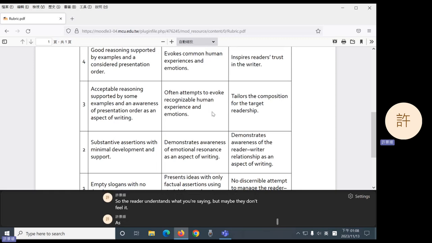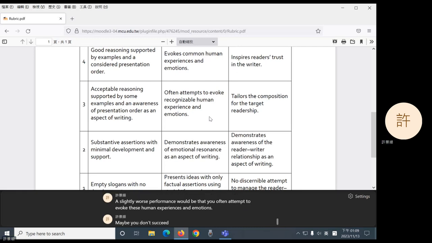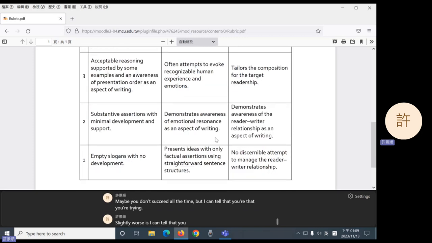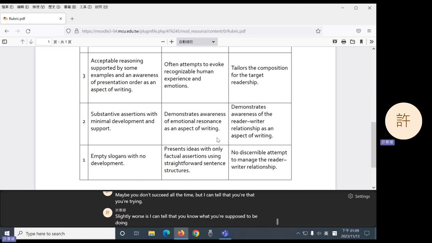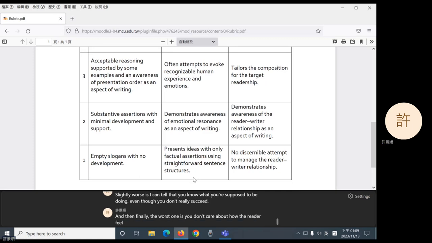A slightly worse performance would be that you often attempt to evoke these human experiences and emotions. Maybe you don't succeed all the time, but I can tell that you're trying. Slightly worse is I can tell that you know what you're supposed to be doing, even though you don't really succeed. And then finally, the worst one is you don't care about how the reader feels.